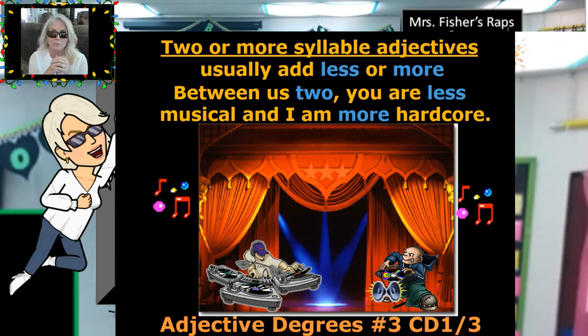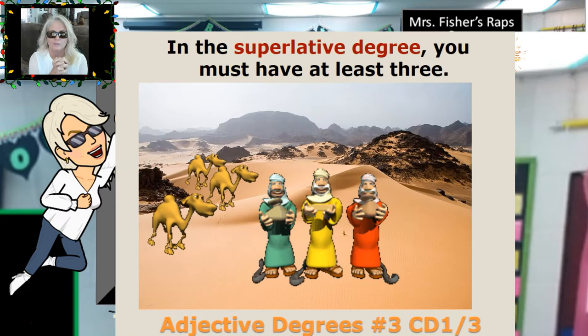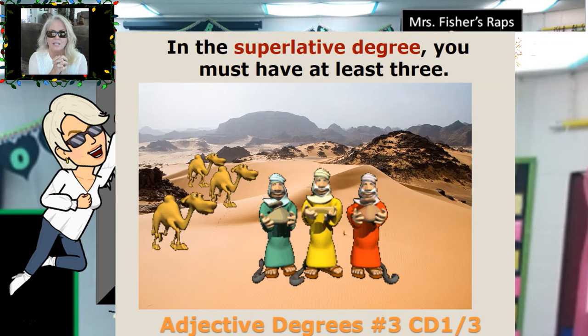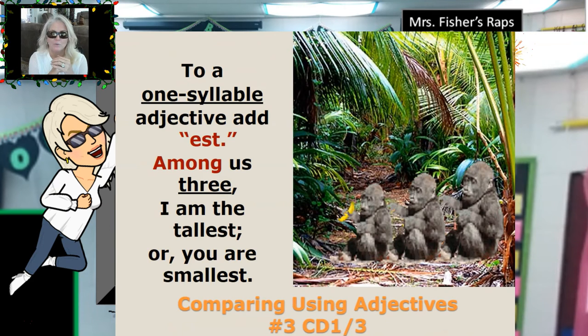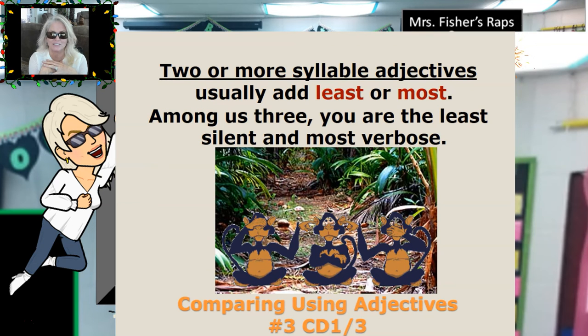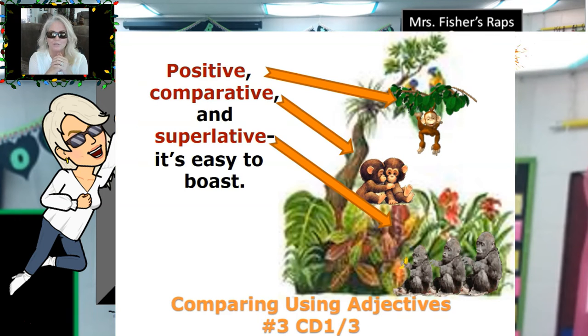2 or more syllable adjectives usually add less or more. Between us two, you are less musical and I am more hardcore. In the superlative degree, you must have at least 3. 2 or 1 syllable adjective, add EST. Among us 3, I am the tallest, or you are the smallest. 2 or more syllable adjectives usually add least or most. Among us 3, you are the least silent and most verbose.